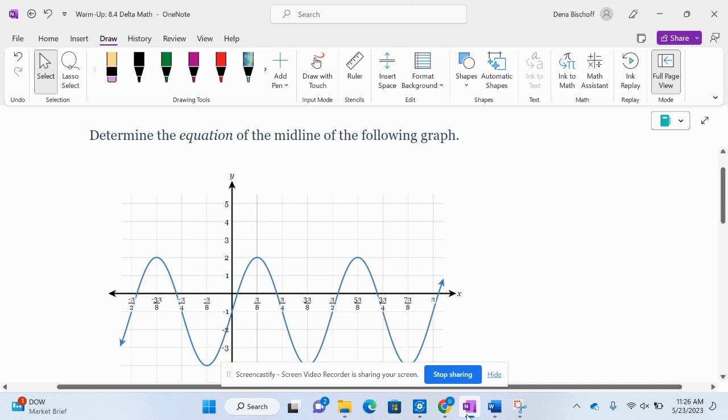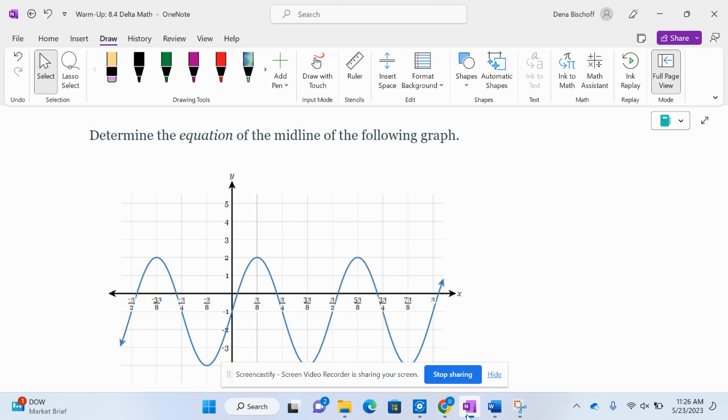The first 5 questions ask you to determine the equation to the midline. So someone tell me what the midline is. What does the midline do? It's the middle of the graph. It's the middle, right? Yeah, it's the middle of the graph.